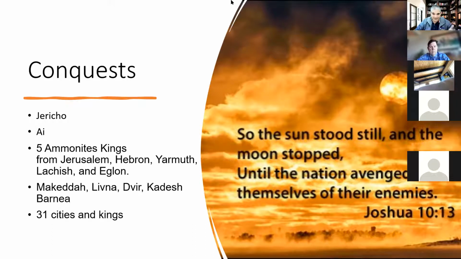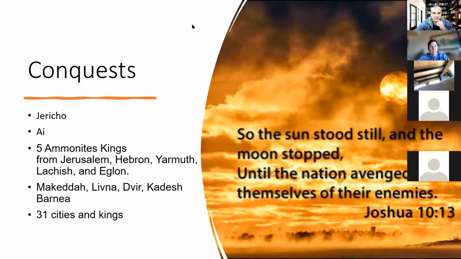So after Joshua comes up and defeats the five kings, he basically kills them in a cave in the city of Makeda. I sent in the newsletter a quick movie about this. And then he destroyed the city of Livna, Dvir, and Kadesh Barnea. Kadesh Barnea is all the way down in the south of Israel. Altogether, 31 cities and kings.